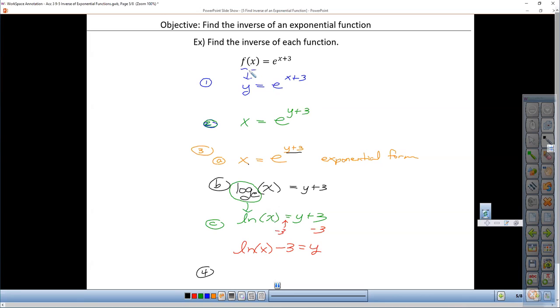My original function was f. So that y becomes f inverse. And notice that I'm starting with that. Functions always start with the function name, which here is f inverse, equals the natural logarithm of x minus 3 to finish it up.